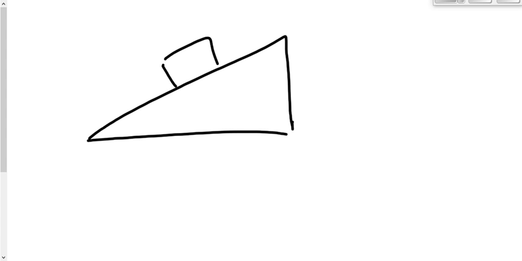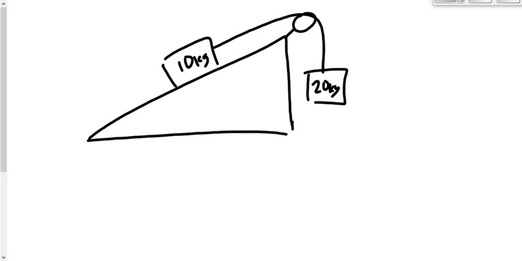We got an object right here, let's say it has a mass of 10 kilograms. We got an object right here that's hanging over the edge that has a mass of, let's make it 20 kilograms. There's a pulley right here. Remember last week we were doing those pulley problems? Except we're a little bit more straightforward than this because we didn't have that funny angle in there. Let's make our angle 30 degrees here right now.